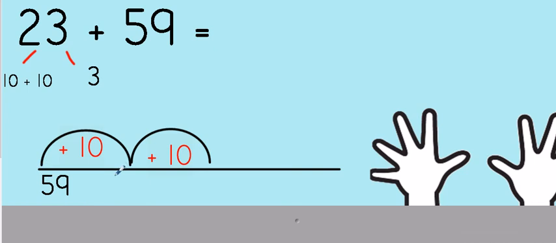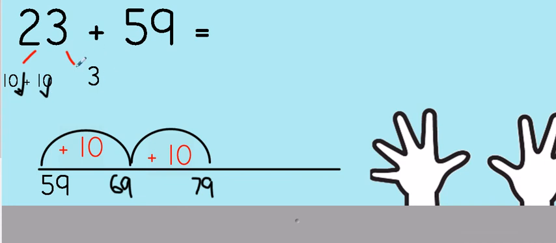59, 69. Well done. I'm adding 1 ten, another ten, 69, 79. Super counting in tens. Take my tens off to remind me I've done them. Tick, tick.